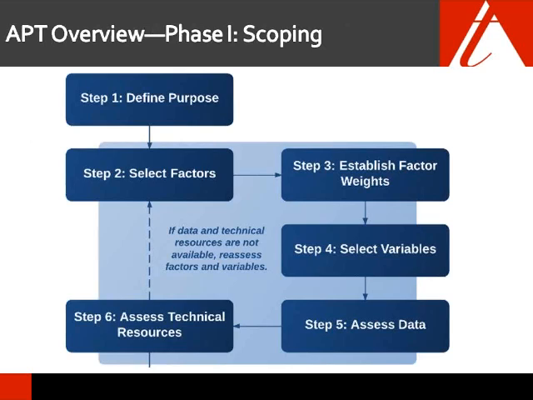So phase one, this is the overview of phase one. It starts off with defining your purpose: what is it you're prioritizing? What are some of your goals? Then you select factors based on that, establishing factor weights, selecting variables, assessing data, and then finally assessing your technical resources. Are you able to do what you are setting out to do? And I'm just going to walk through each one of these steps.